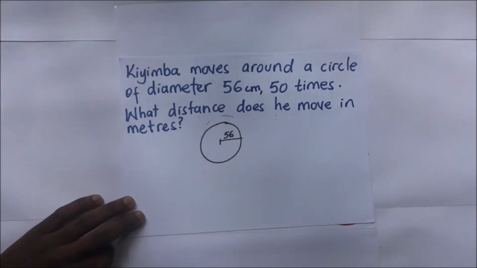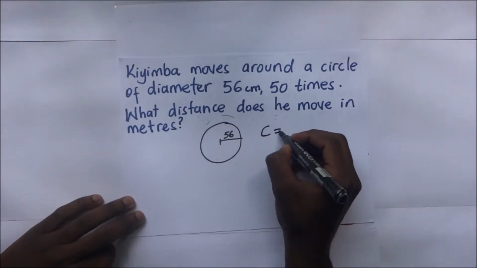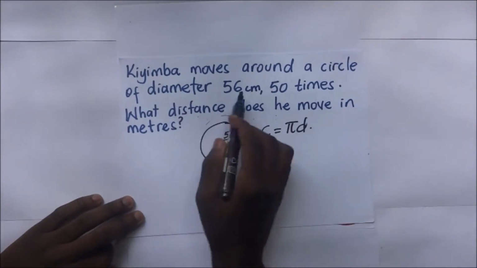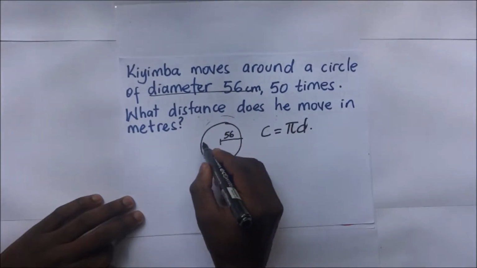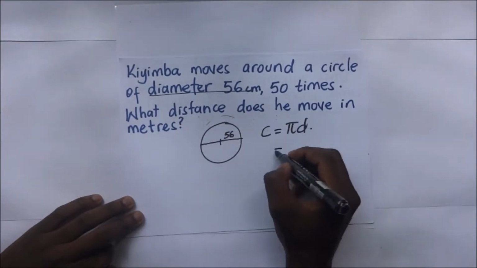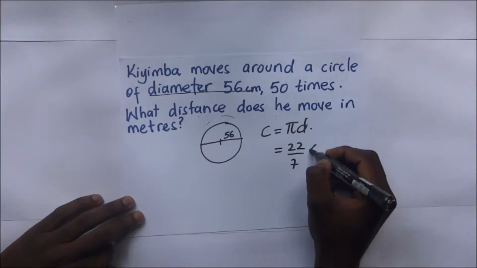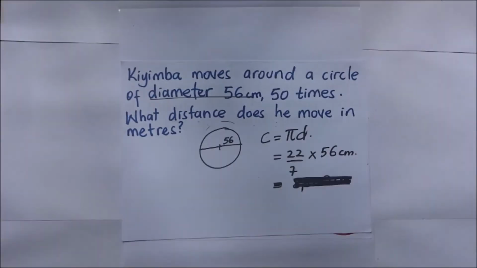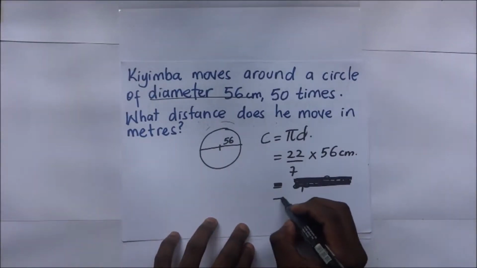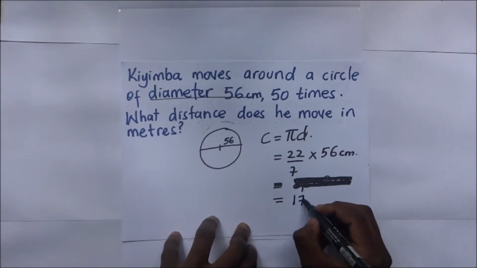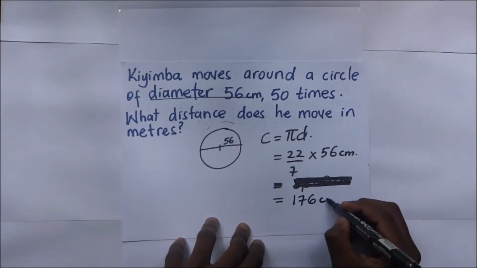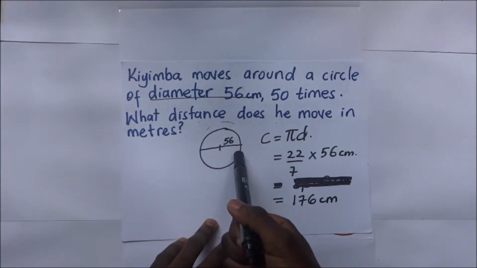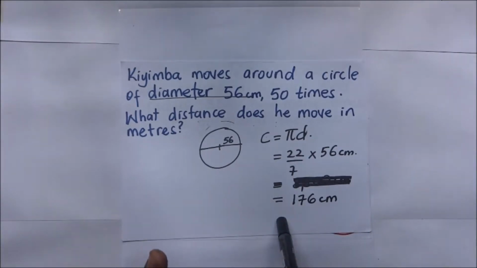So to get the circumference, we know that circumference of a circle is going to be equal to pi d. Remember, this 56 is diameter, so this distance is from here to there. So it's pi d, which is going to be 22 over 7 times the diameter, which is 56, and it is in centimeters. So our answer here is the circumference of this circle is 176 centimeters. So 176 centimeters is the distance that is moved around this circle in one revolution or one round.